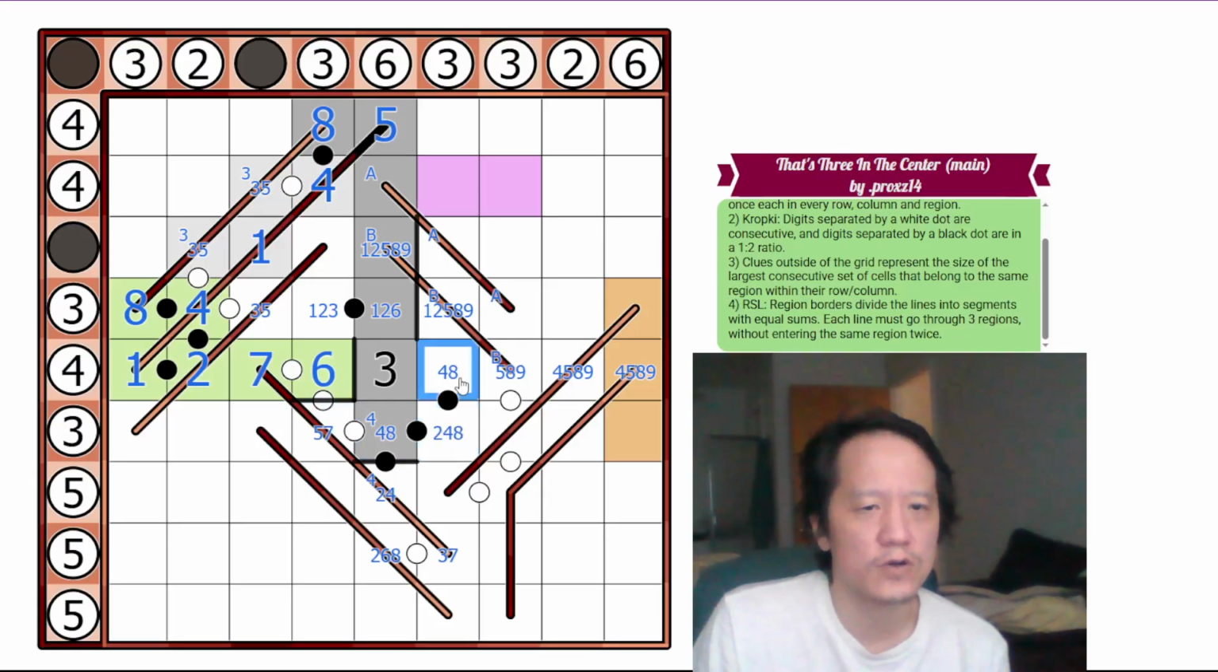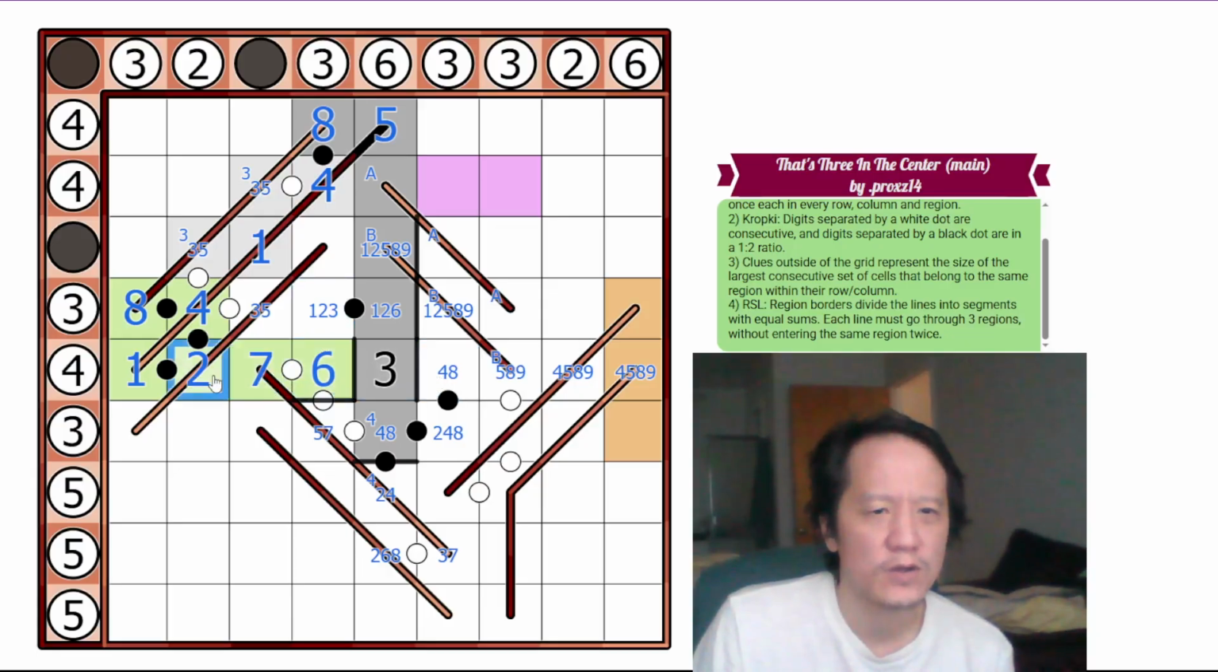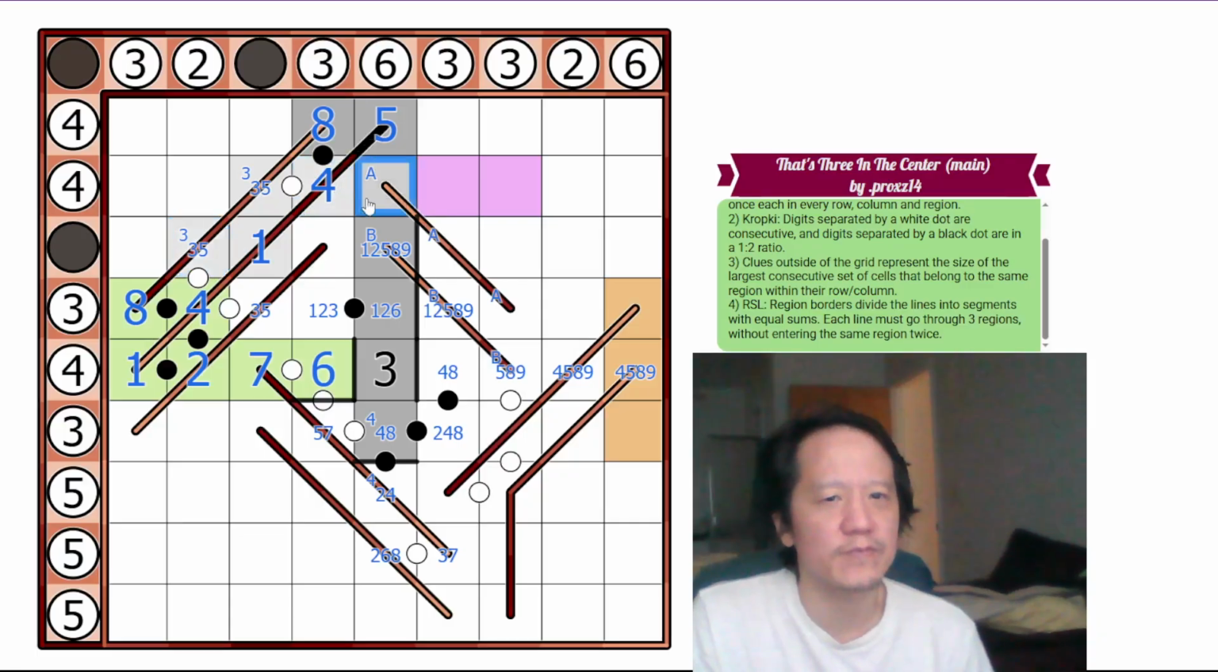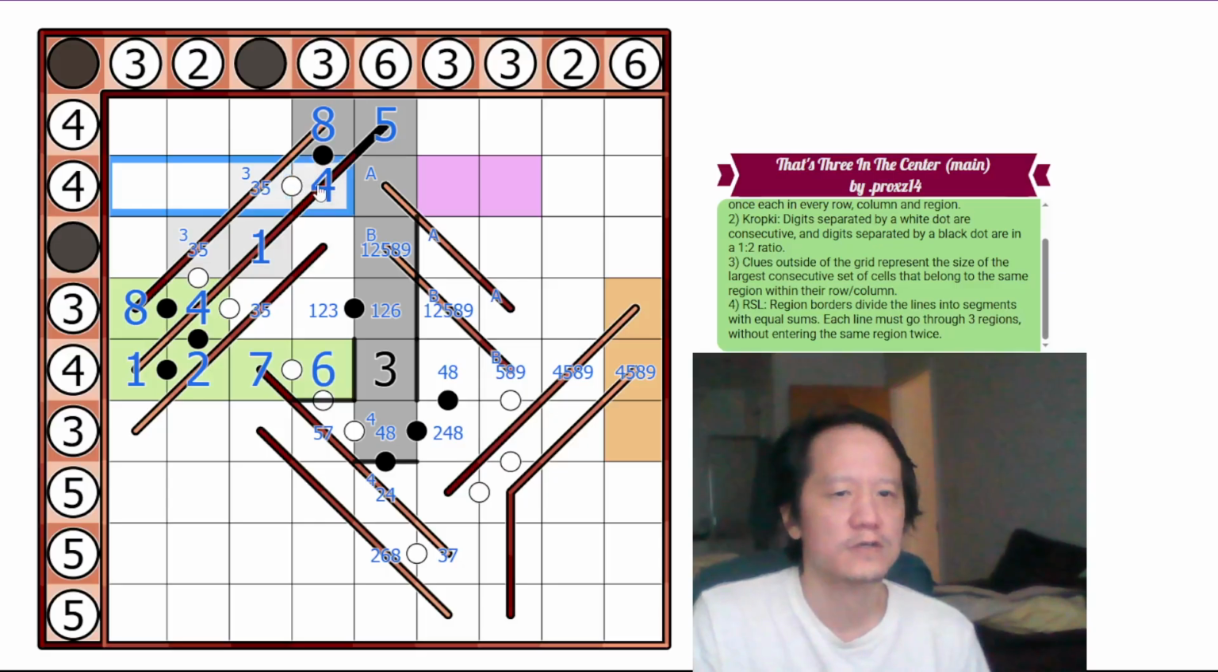Eight, 4. Okay, so these are always the same digit. So this cannot be the same region. This is 2, so we need 1 either this way or that way. This could be medium. We don't know. So medium cannot go this way. We know this is not 4 lights.